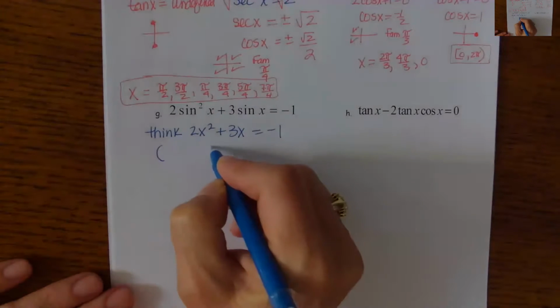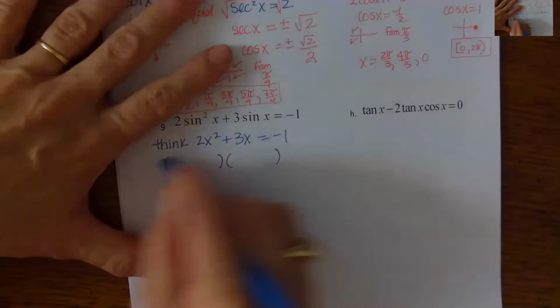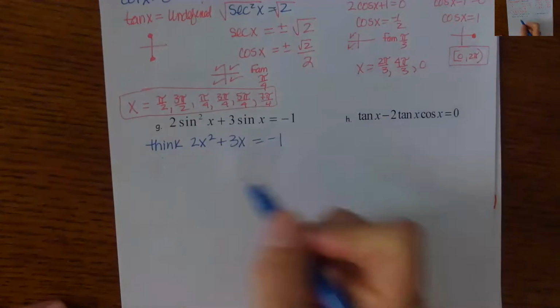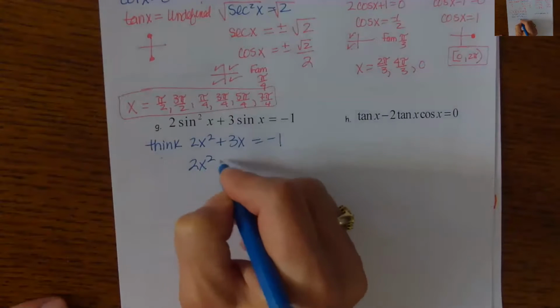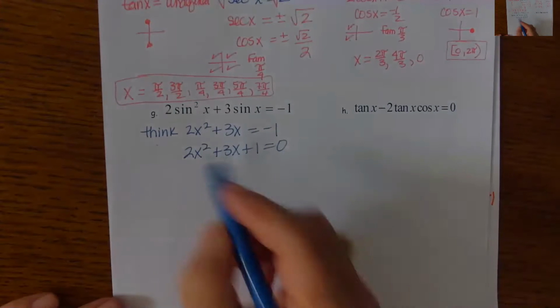So what is this factored? Well, let me back up. What should we do before I'm ahead of myself? What should we do before we factor? Right? We brought the 1 over.